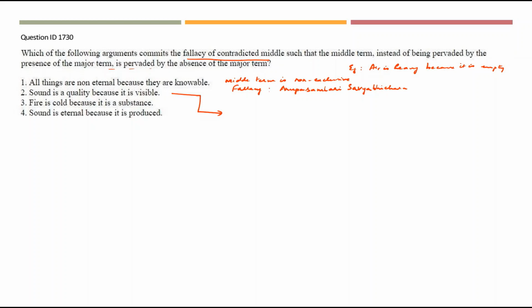But something that has a finite count can be understood. In that way, it is relatable. That's why we are not marking this to be fallacy of contradicted middle.